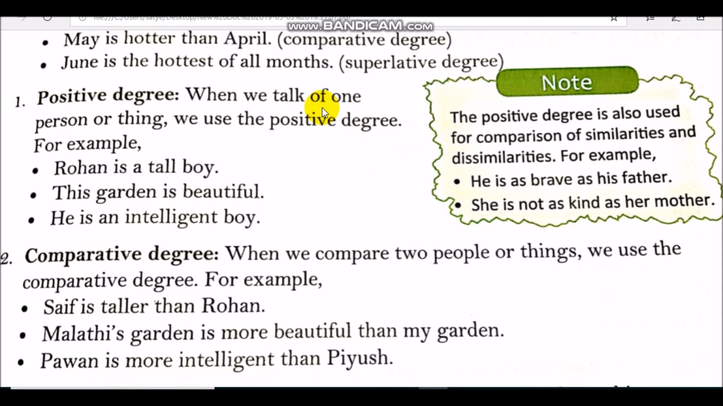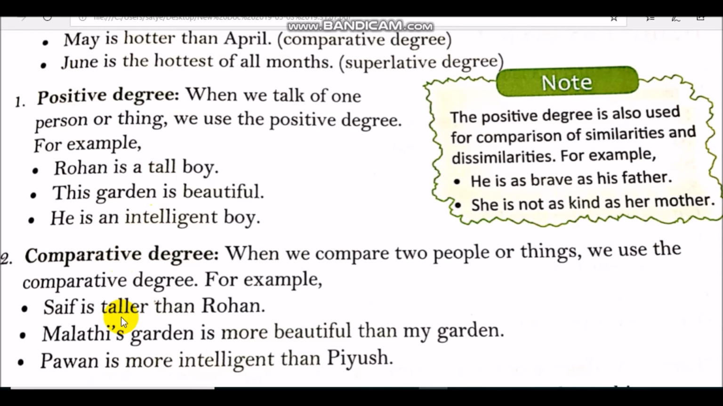For example, she is not as kind as her mother. So basically in positive degree we are just talking about a person. But in comparative degree, we compare two people or things. For example, Saif is taller than Rohan. In the first example, we take Rohan is a tall boy. But in the second example, we say Saif is taller than Rohan. It means I am making a comparison.